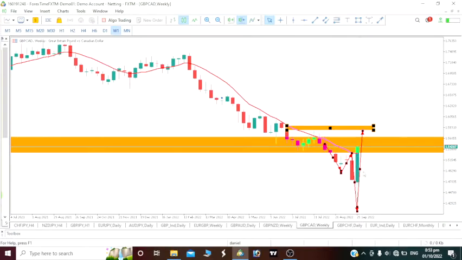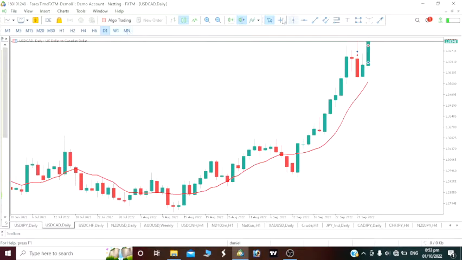The reason is, let's take a look at USD CAD. We are going to take a look at these correlation pairs now. So correlation pairs, I will be looking at two. First of all, we will take a look at this USD CAD on the daily time frame, right?